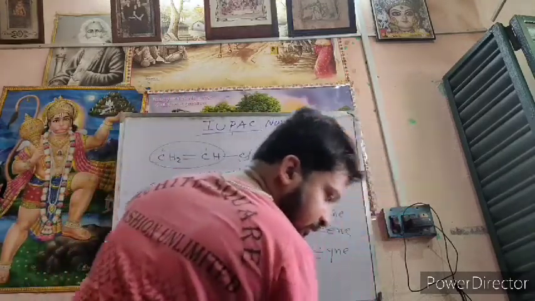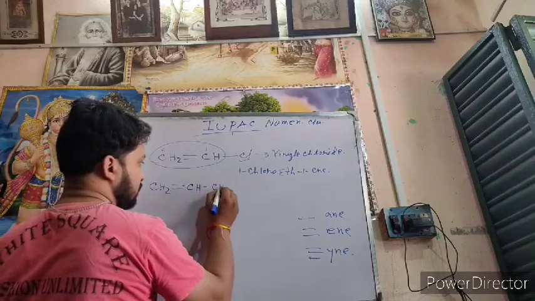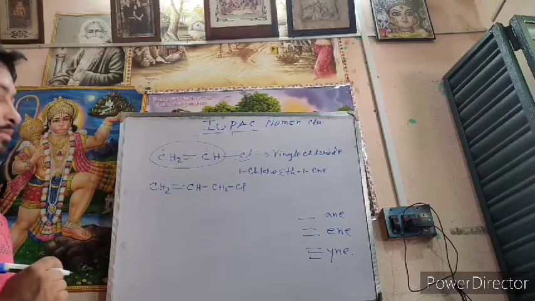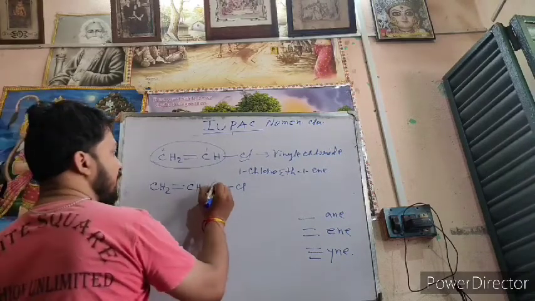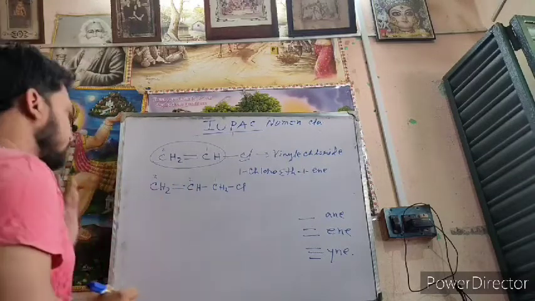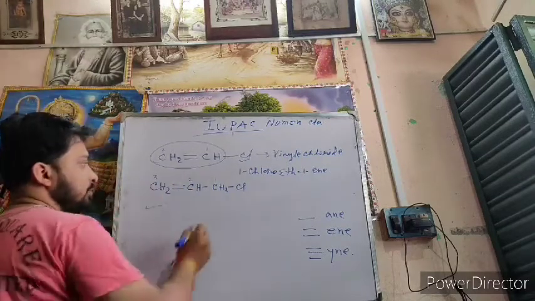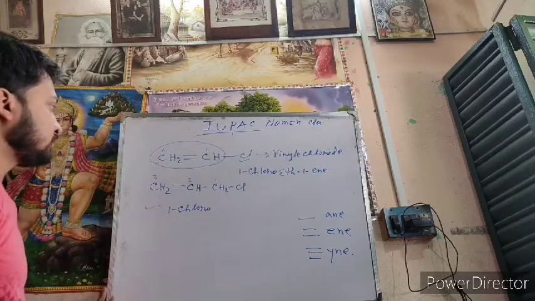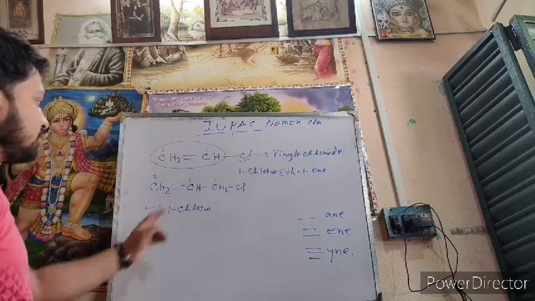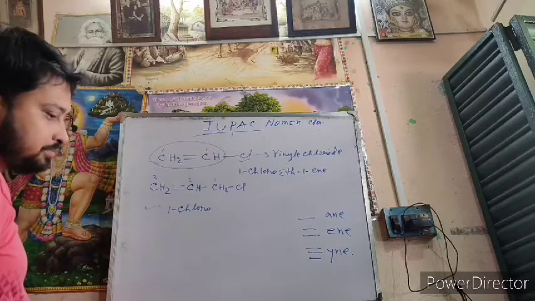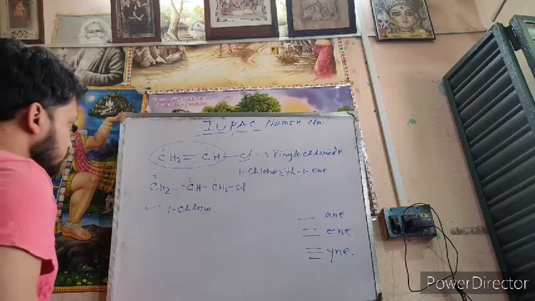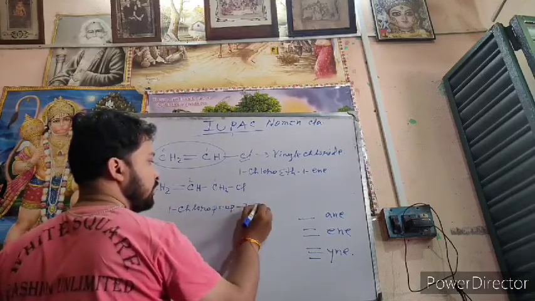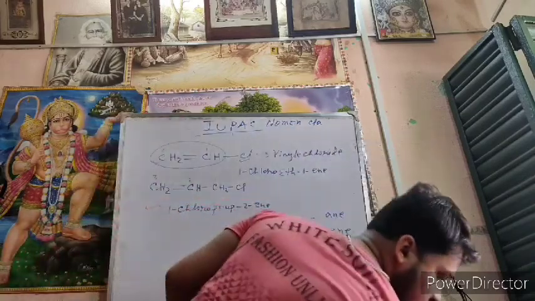Now we take another example. CH3, CH2. Write the name of this compound simply. Numbering 1, 2, 3. So the compound is 1-chloro. The position of this double bond is 2. So 1-chloro, prop, 2-ene: 1-chloroprop-2-ene.